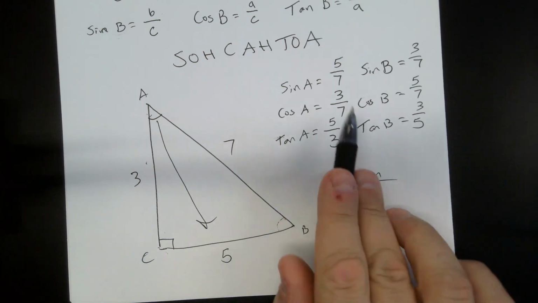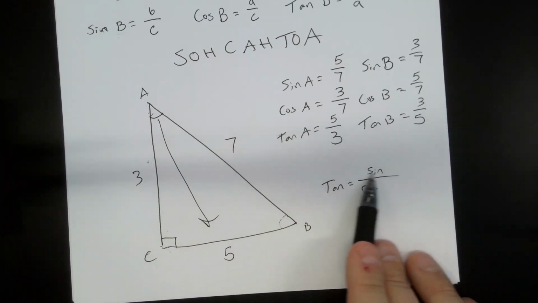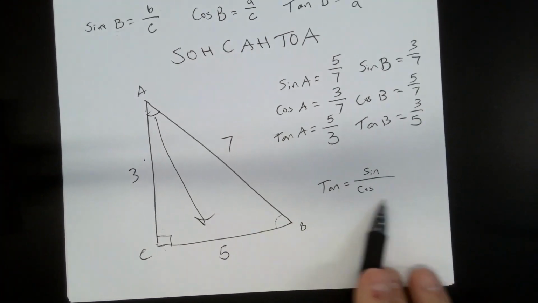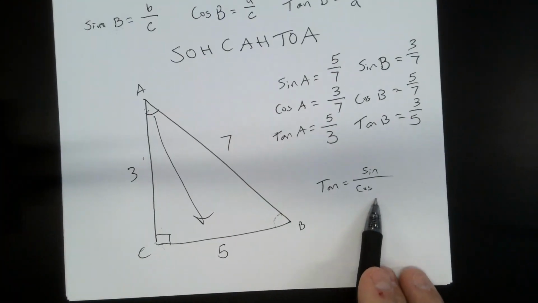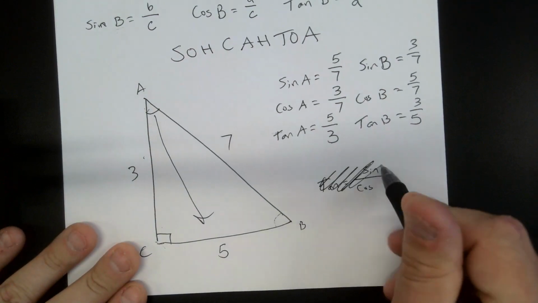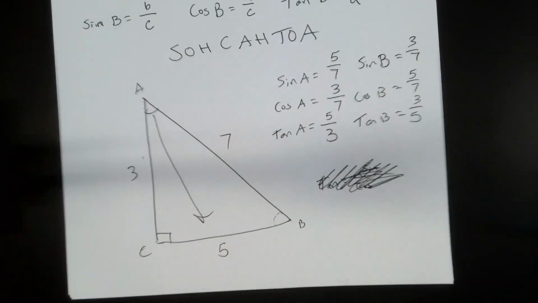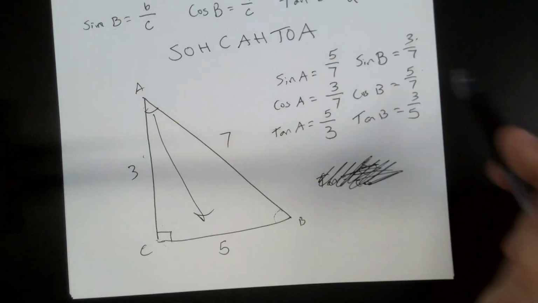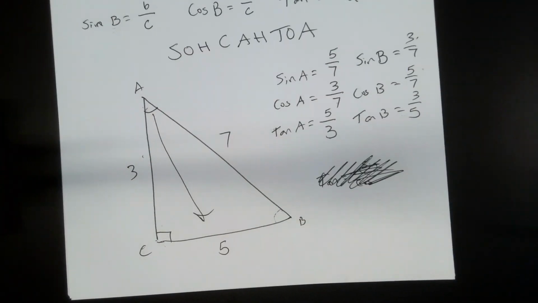Because tangent is opposite over adjacent. Sine has opposite in it, cosine has adjacent in it, and the hypotenuse would cancel. When you get farther along, you're going to learn more about this, but this is how these things start to relate. Any questions on how to identify opposite, adjacent, things like that before we watch our video?